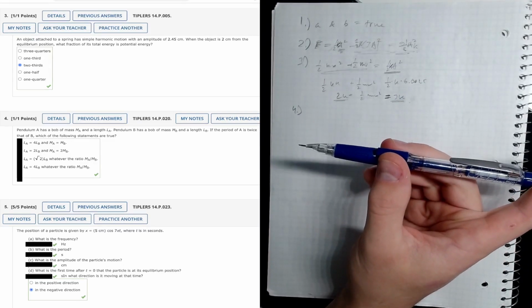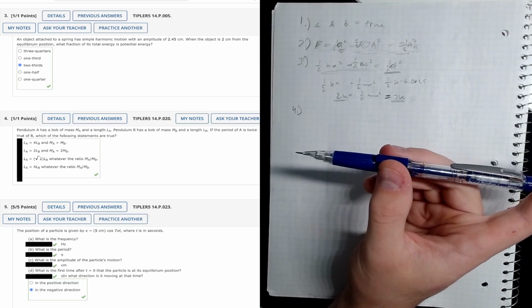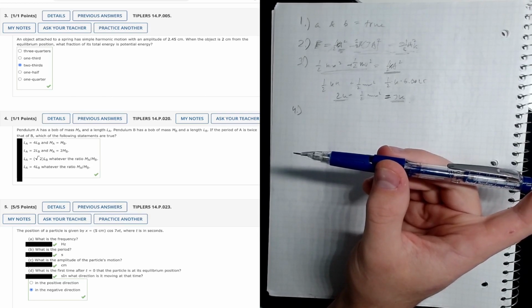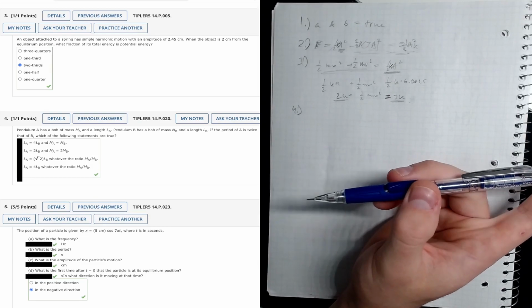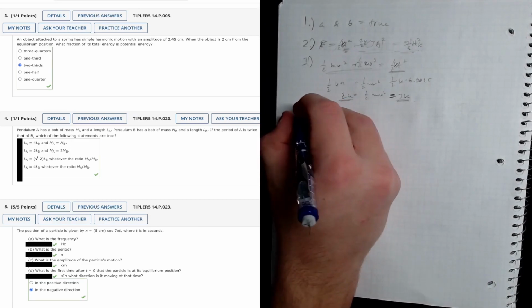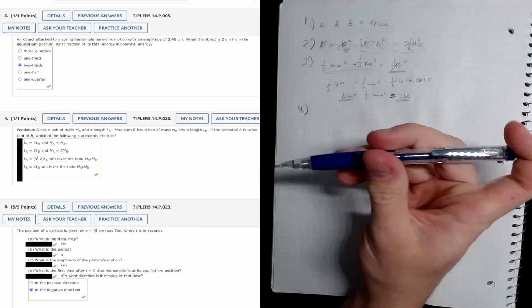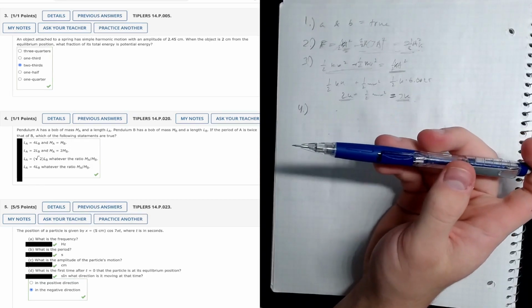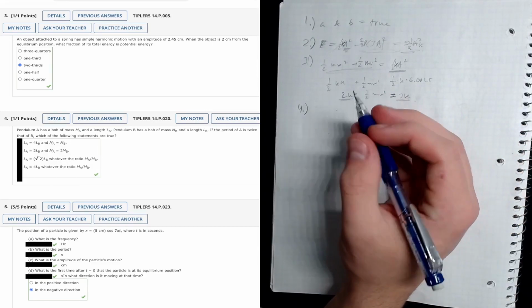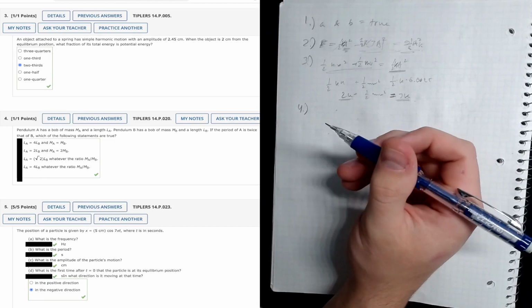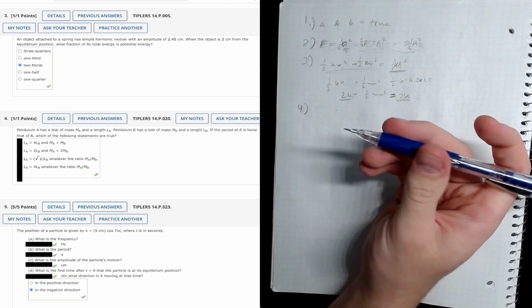Pendulum A has a bob of mass MA and a length LA. Pendulum B has a bob of mass MB and a length of LB. If the period of A is twice that of B, which of the following statements are true? So we have pendulum A with a bob of mass MA and length LA. Pendulum B has a bob of mass MB and length LB. The period of A is twice that of B. Which of the following statements is true?